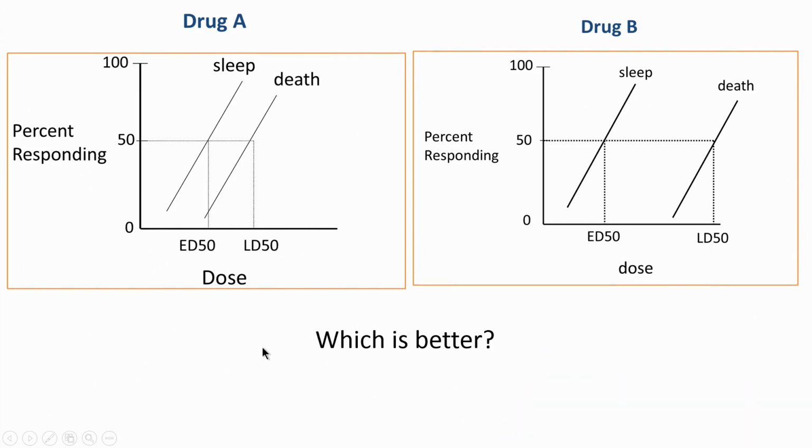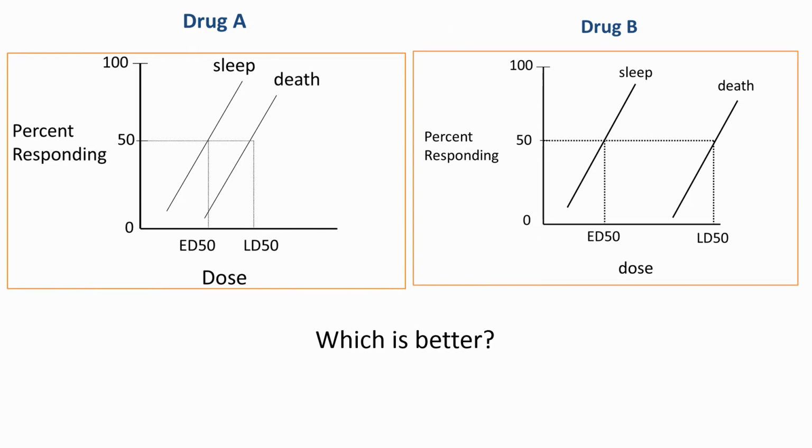So, I have two drugs here, drug A and drug B. On the y axis I have percent of people responding, and on the x axis I have the ED50 and LD50 represented without the labels of the concentration, but on the same scale for the two drugs. So, can you guess which drug is better for the doctors to use? I will give you a moment to decide on that.